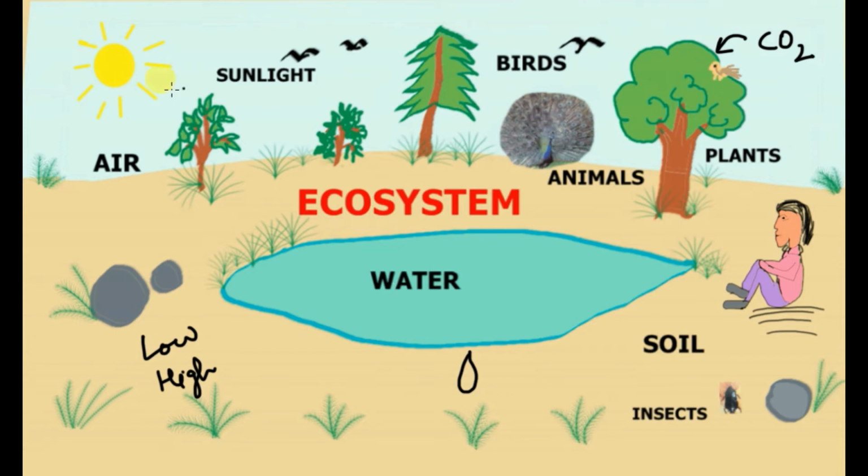Similarly, sunlight is here, and sunlight is also very important for living organisms. Plants synthesize their food in the presence of light only. Similarly, light affects the animals also. There are certain kinds of animals which are active during the day, some are active during the night. So light affects the lifestyle of animals also. So different kinds of non-living and living organisms are interacting here and constituting a structural and functional unit of the biosphere. This is known as an ecosystem.